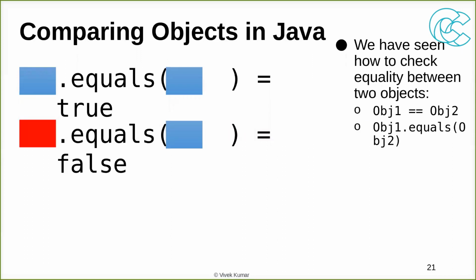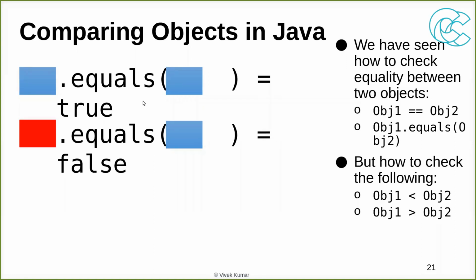Let's say these colors are objects. Here we are comparing the color itself and then the size also. Both these colors are the same and the size is also the same, so the equals will return true. But here the colors are different, so it's false. But how would you check less than and greater than? What if you want to compare whether object 1 is less than object 2 or vice versa? This is important when you want to, for example, sort a list of objects of one particular type.